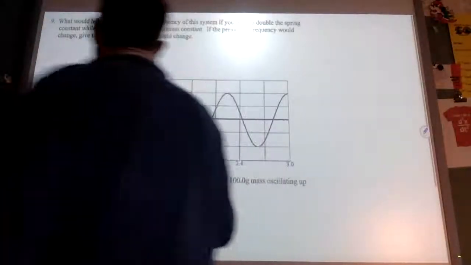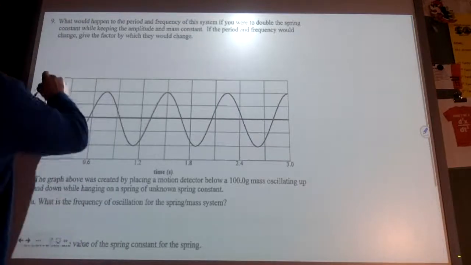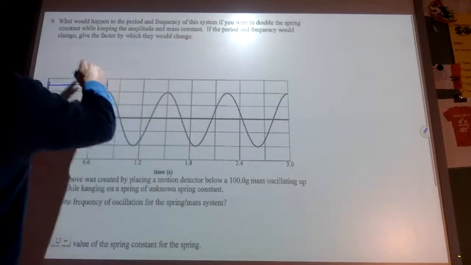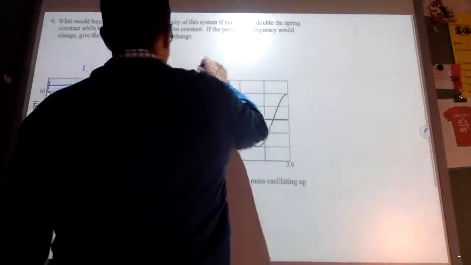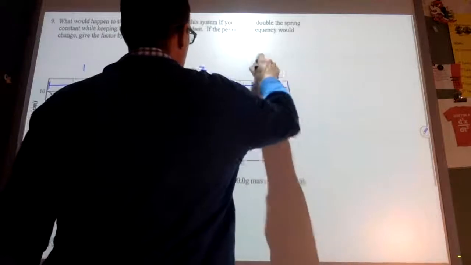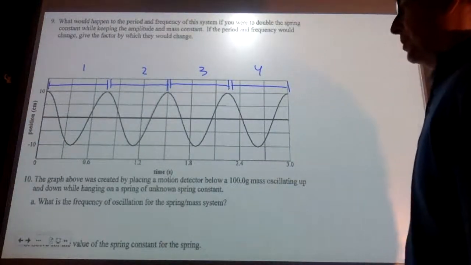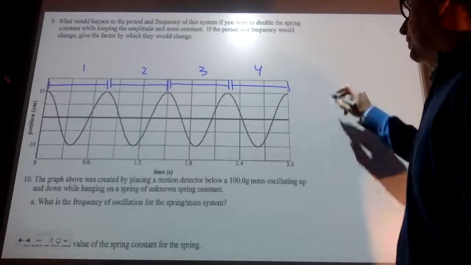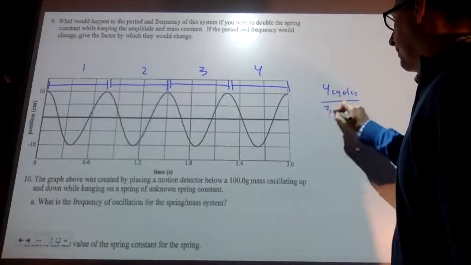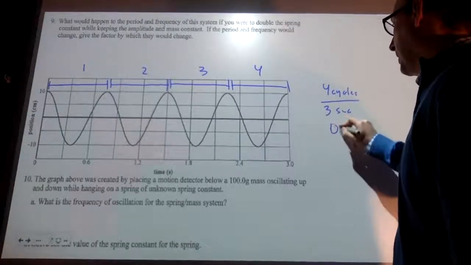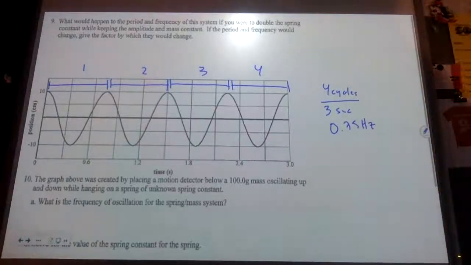So my period, geez, they don't give us nice even numbers, do they? Let's just count how many cycles I have. So 1 cycle, 2 cycles, 3 cycles, 4 cycles, and 4 cycles takes 3 seconds. So 4 cycles per 3 seconds would be 0.75 hertz.